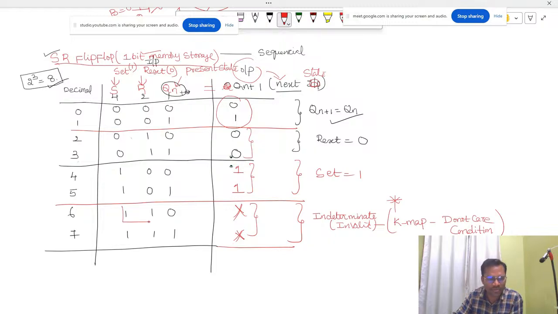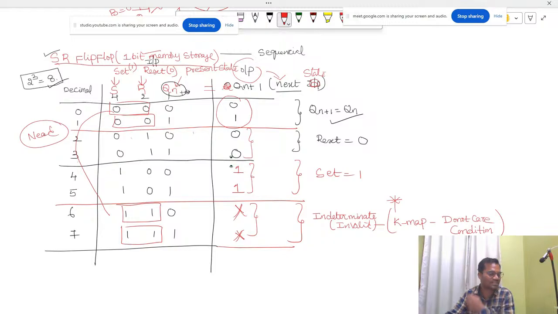Here, if you get both inputs as 1, our system cannot understand. Here also, both zeros is there. These two are called invalid. I mean, these two are not needed. We don't need these two conditions. Therefore, we will design the next flip-flop.